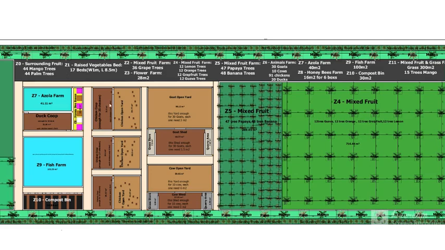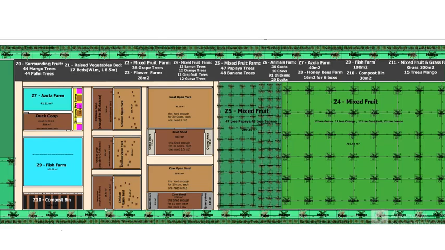Here also is the chicken area. We have three types of chicken. Okay, we can have 3 breeds of chicken, because this is enough for 29. This area is the closed coop and this is the open yard.